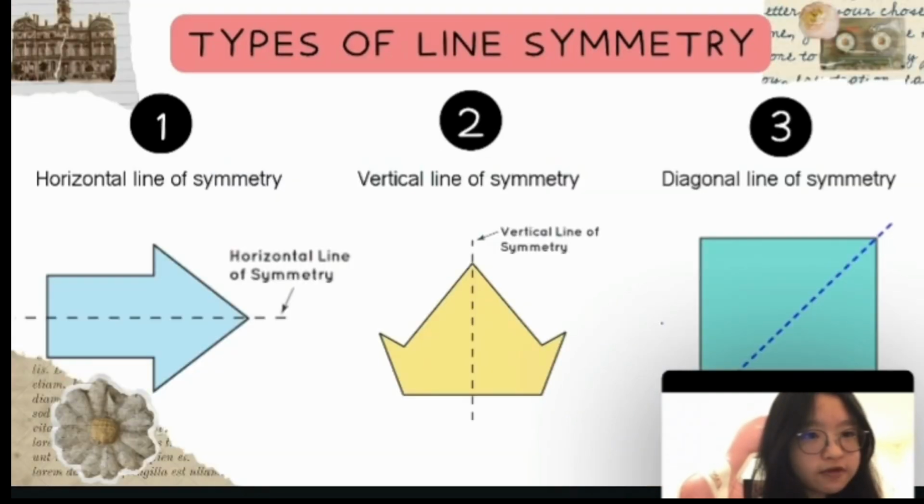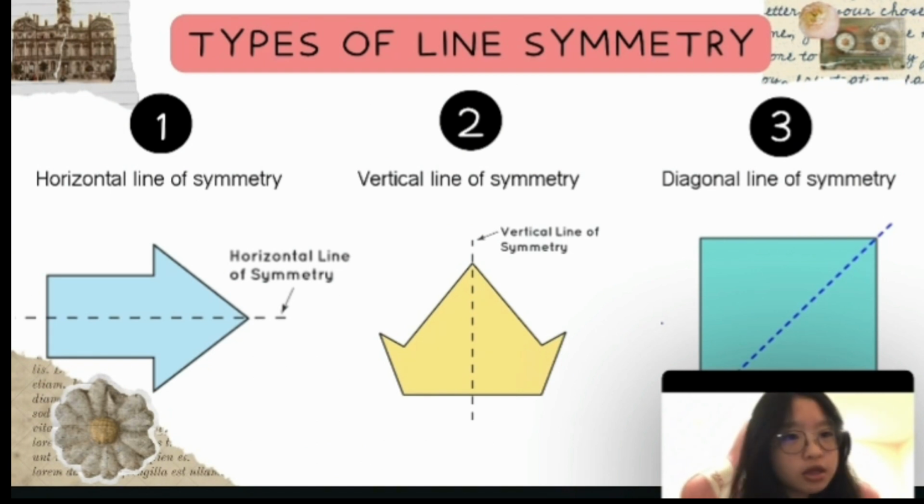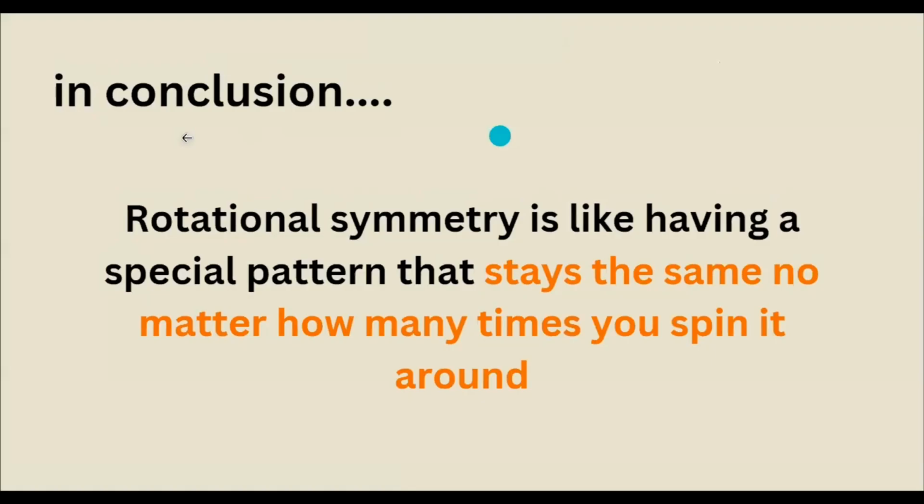There are three types of line symmetry: horizontal line of symmetry, vertical line of symmetry, and diagonal line of symmetry. The horizontal line of symmetry is when an object or shape is divided into equal and symmetric parts horizontally. A vertical line of symmetry is when a shape or an object is divided vertically into equal and symmetrical parts. A diagonal line of symmetry is when a shape or an object is divided into equal and symmetric parts diagonally.